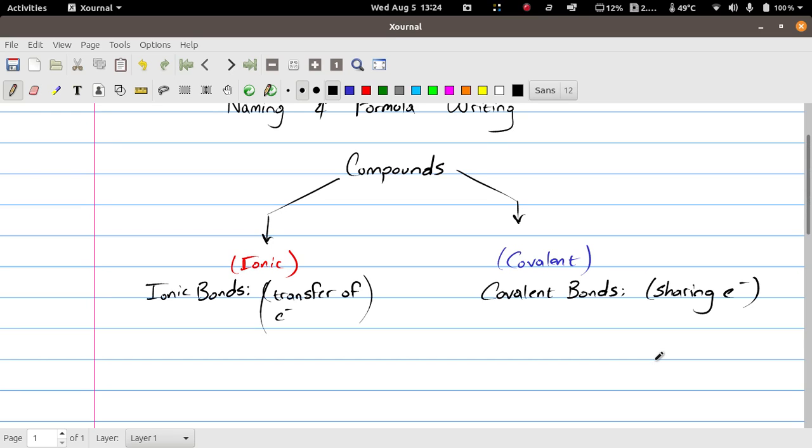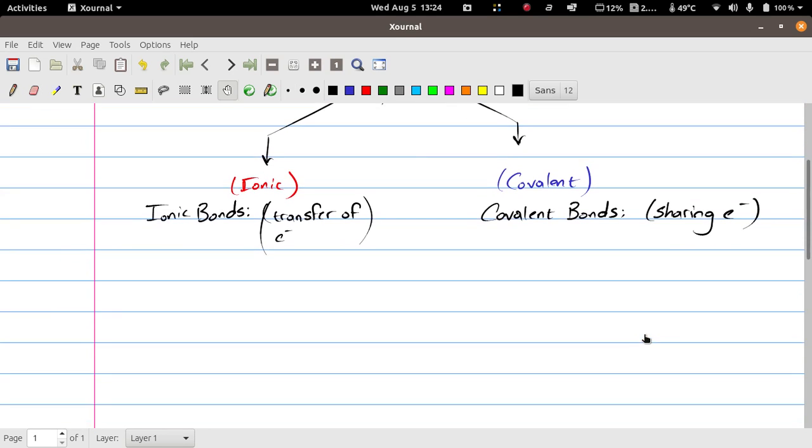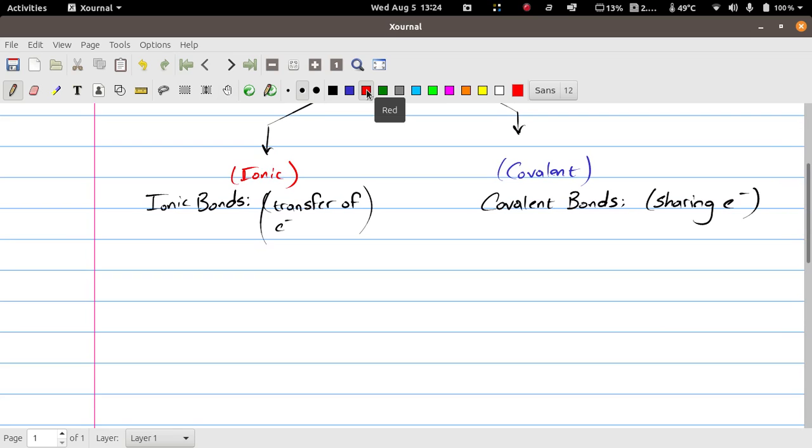All right, so ionic, what does that mean? An ionic bond is obviously transfer of electrons, but it's got a metal and a non-metal. So for instance, say we had table salt. That is an ionic compound. We have sodium plus chloride. So we have our metal and non-metal in ionic form. It's really, really easy. So the metal loses the electron to the chlorine.